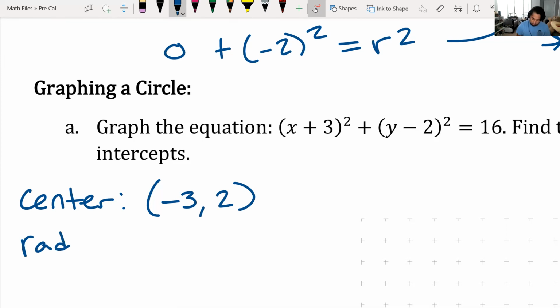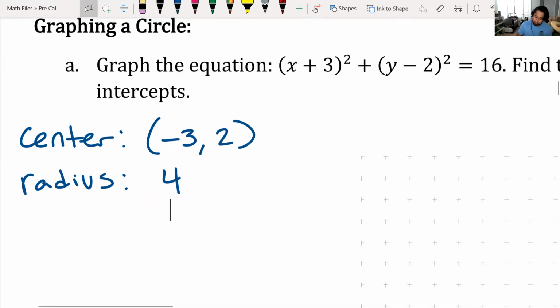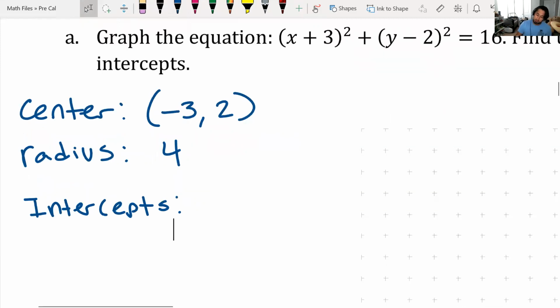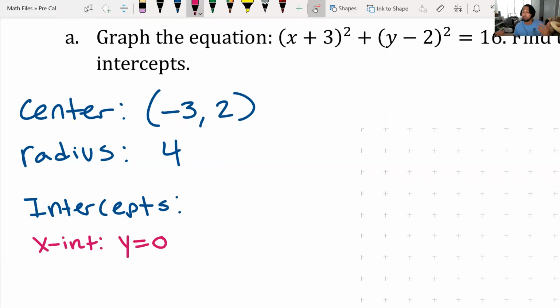Radius, since r squared is 16, this means that r should just be 4. Radius is 4. All right, now you want to find the intercepts. So let's go for the x-intercepts first, of course. Remember, to find an x-intercept, you let y equal 0, which means plug in 0 for y and solve for x. Let me move my stuff.